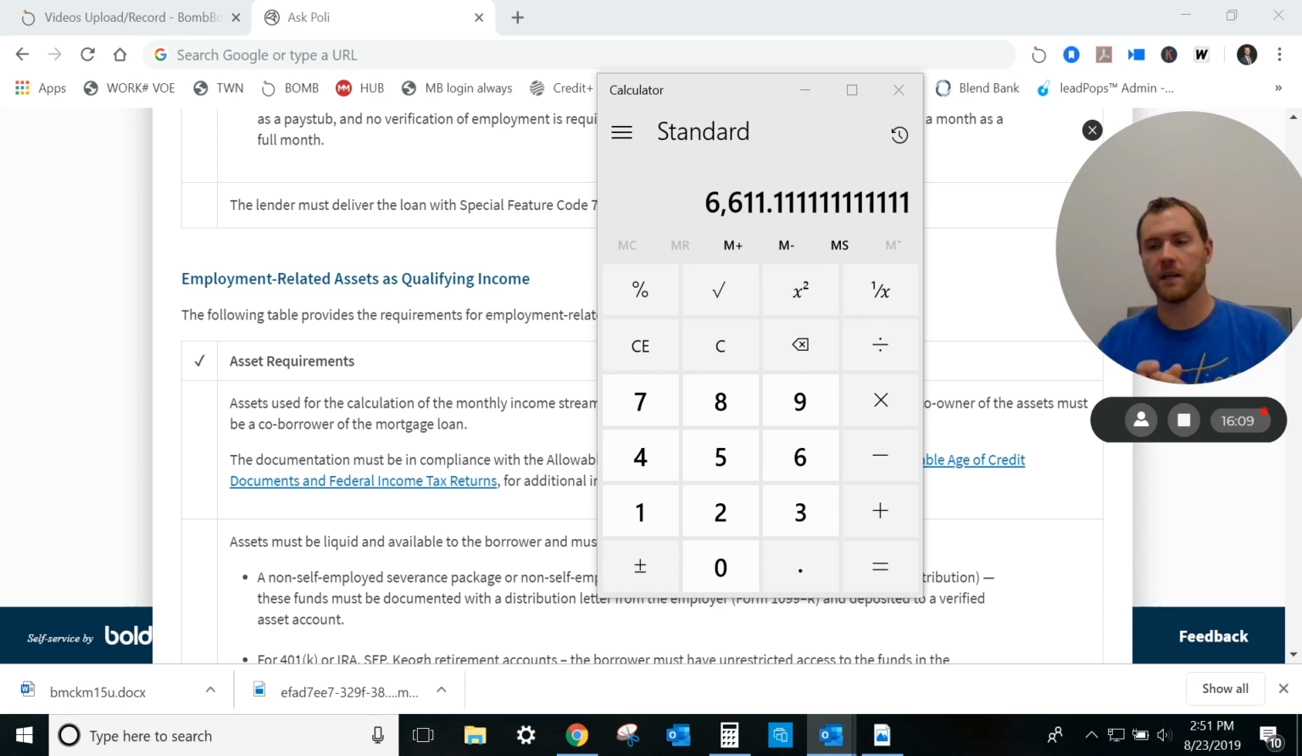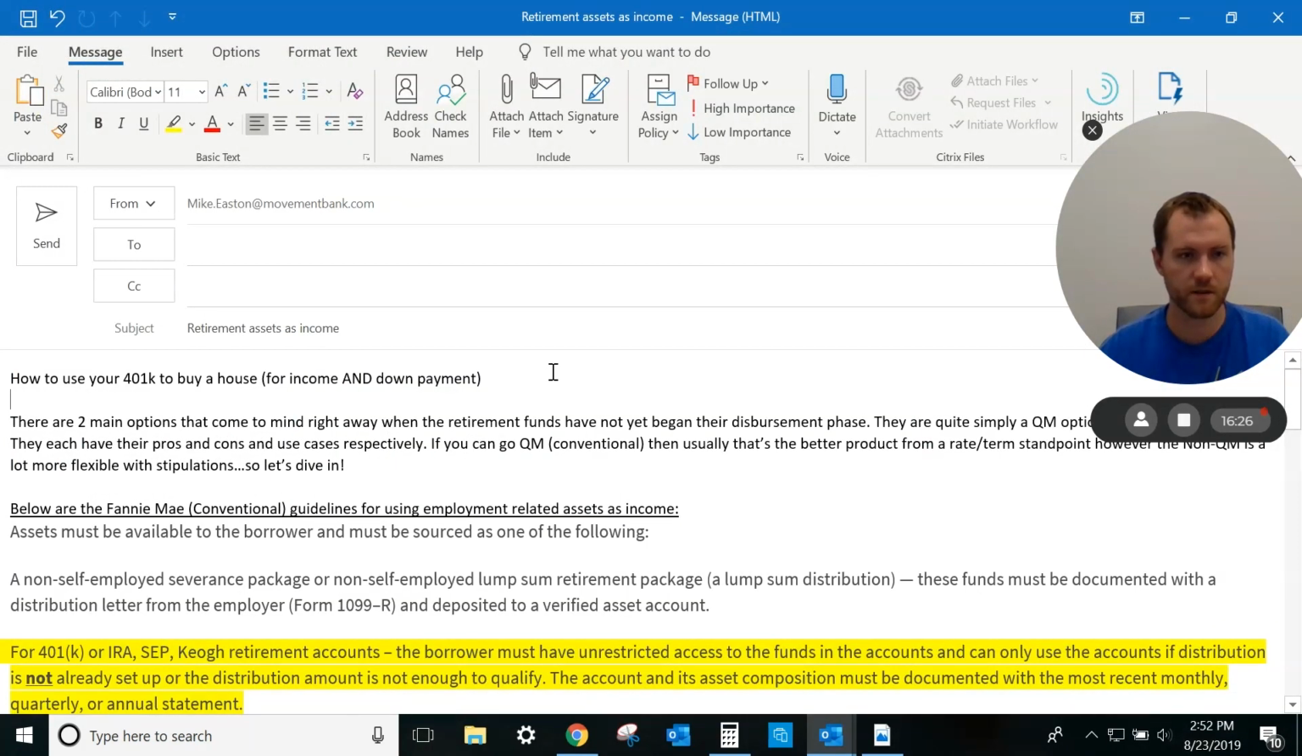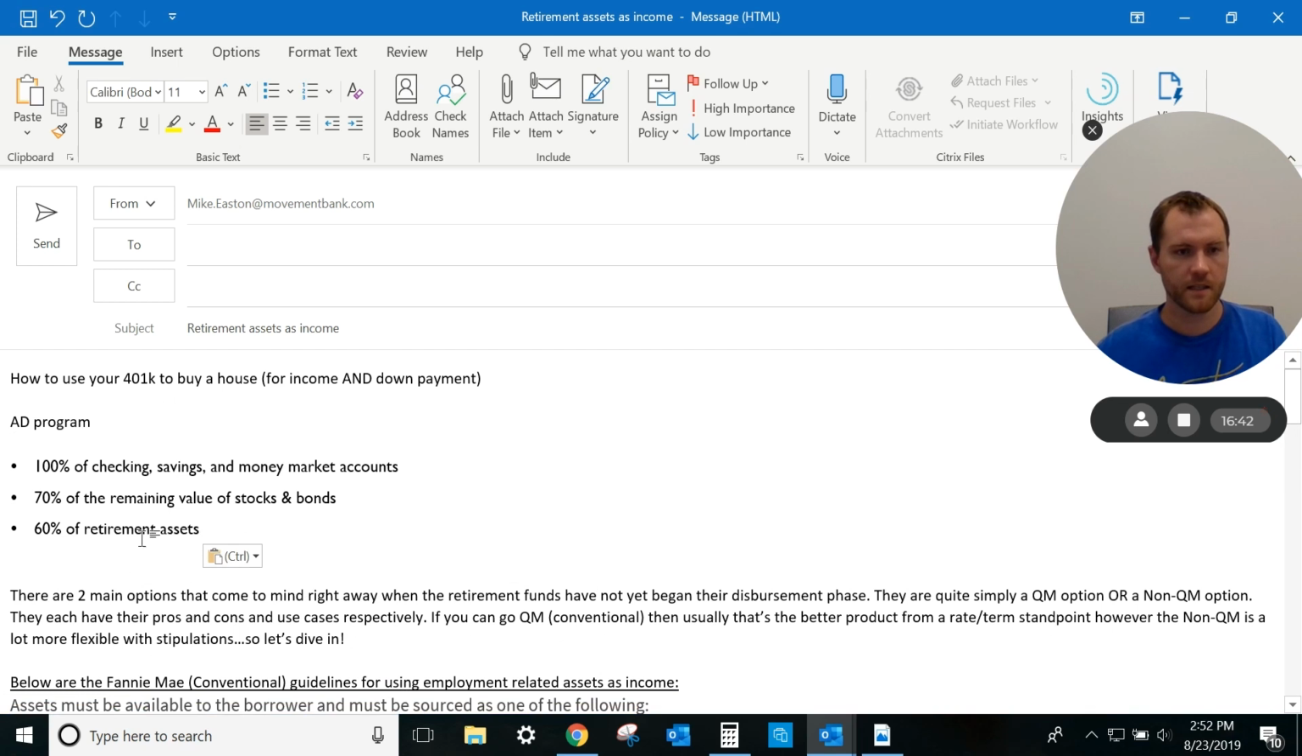So let's take a different approach, shift gears a little bit and talk about more of a straight asset depletion approach. Let me put this up here so we can take some notes as well. With asset depletion, you can use 100% of your checking and savings accounts and money market accounts, and you can use 70% of the remaining value of stocks and bonds and 60% of the retirement assets.